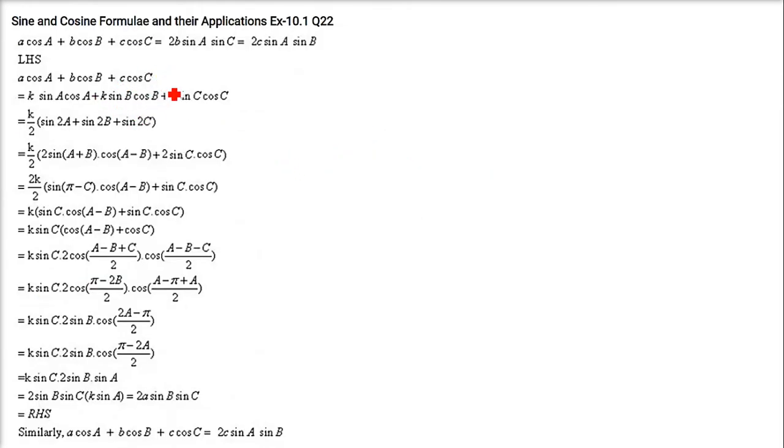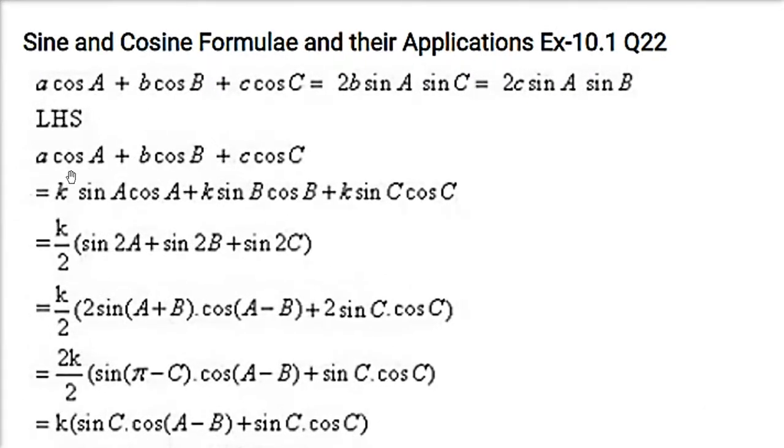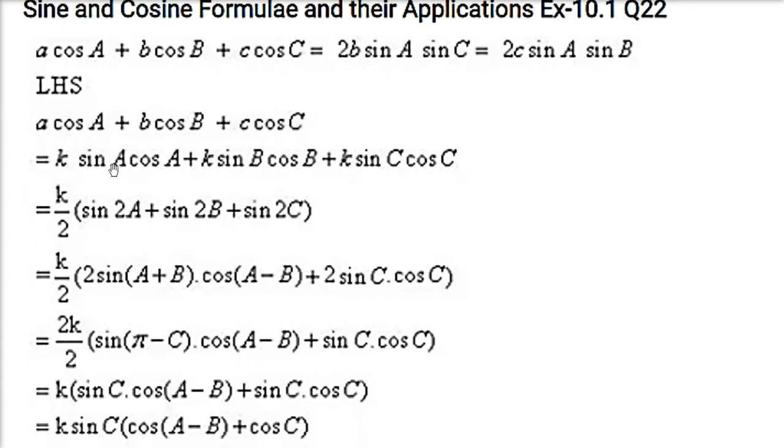So here we have to prove that this term is equal to 2b sin a sin c and 2c sin a sin b. So let us see. First, in place of a, write k sin a, b, write k sin b, c, write k sin c. Now take k common from all these and multiply numerator and denominator by 2. So 2 sin a cos a will be sin 2a, 2 sin b cos b will be sin 2b, and 2 sin c cos c will be sin 2c.